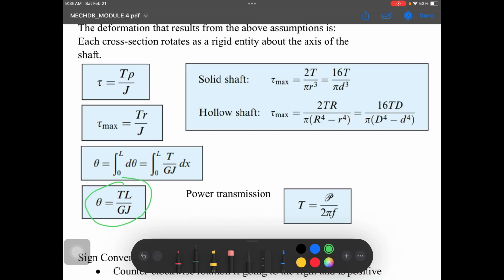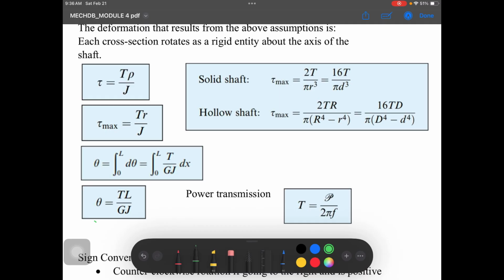hindi varying, your cross-section is not varying, you can use itong formula na to. So, T again is your applied torque. I mean, T is your internal torque. No, internal tong mga to. Internal torque, not the applied torque. So, these are the internal torque. And then, L is the length ng shaft mo kung saan naka-apply yung internal torque. And then, G is, you know this already, modulus of rigidity. Rigidity kasi nga, torsional stress is the same or parang si shearing stress din. Pag kay shear stress, di ba, G ang ginagamit. And then, J is your polar moment of inertia. Okay, that's for angle of twist.